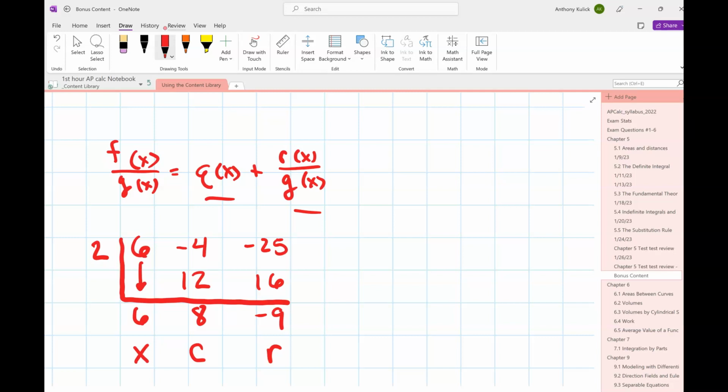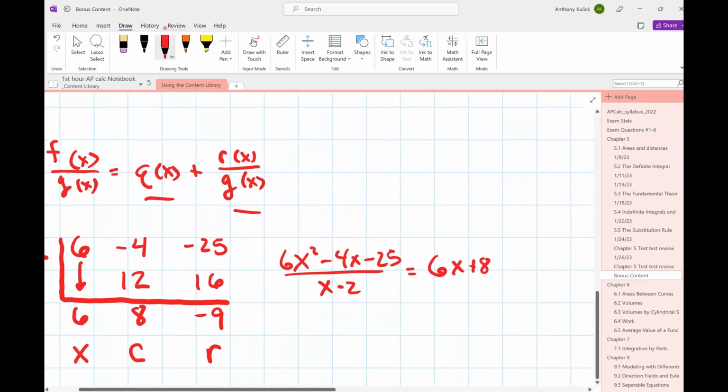So what can we say then about 6x squared minus 4x minus 25 divided by x minus 2? Well, it's equal to our quotient, 6x plus 8, and then minus the remainder over the divisor. Does that ring some bells?